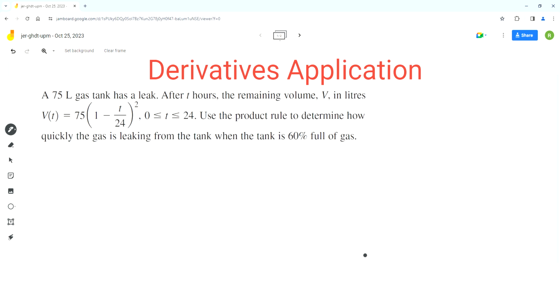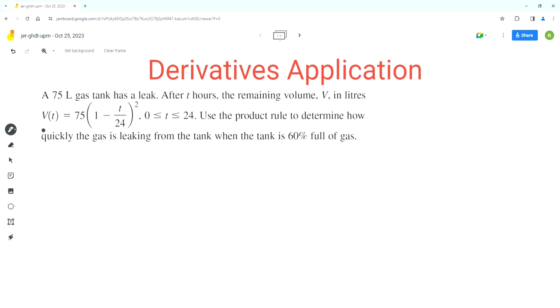So in this video, we'll solve this word problem using the concepts of derivatives. As per the problem, a 75-liter gas tank has a leak. After T hours, the volume remaining V in liters, V of T equals 75 times (1 minus T over 24) squared, where T is between 0 and 24. And we have to use the product rule to determine how quickly the gas is leaking from the tank when the tank is 60% full of gas.